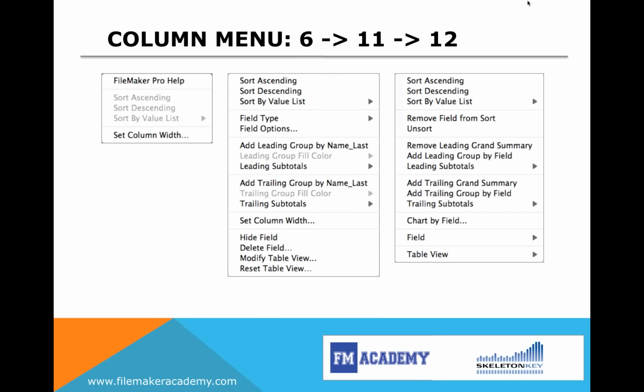In 12, the biggest change, other than the addition of some new features, which you can see quite clearly there, remove field from sort or unsort, the ability to interact with grand summaries and remove or add them, as well as the sub-summaries for the individual elements. They've done some sub-menu organization. They've moved all the different field commands into a field sub-menu. They moved other different table view commands like modify table view and reset table view and set column width into the table view section. So it was really a reorganization effort while at the same time introducing new features, which I commend FileMaker for doing that.